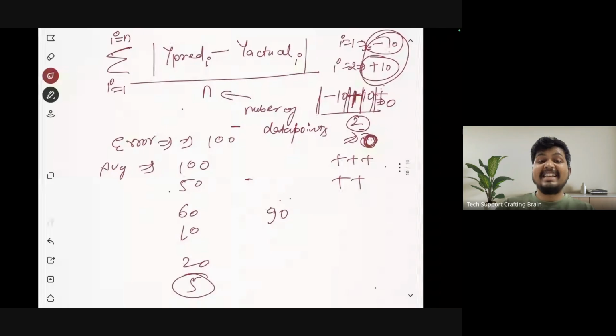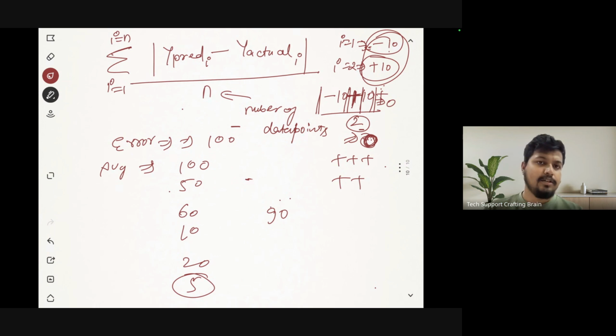We need to find the best m value and the best c value. And for finding the best m and best c value, what do we actually need to do? If you try to understand, guys, we have to find the best fit line. Will the best fit line have a higher average error or a lower average error?